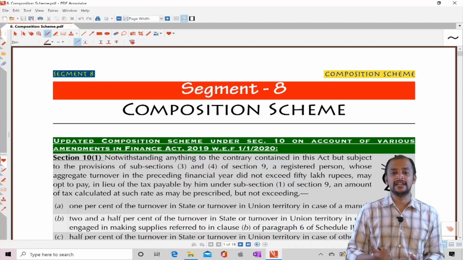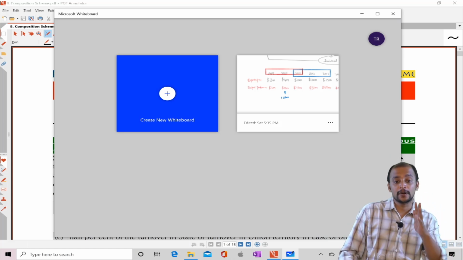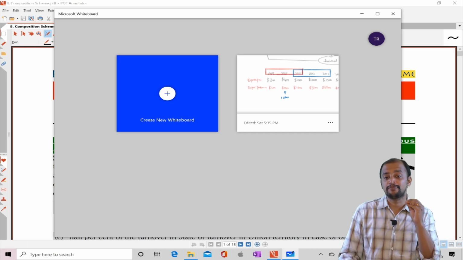Second, I cannot take ITC on my inward supplies. When ITC is not available, naturally my purchase price will increase. The purchase cost will increase. When purchase cost increases, to that extent again there is a decrease in the profit. So therefore, per unit or per sale, the profit will come down. Let's try to understand this with the help of an example as to what is the difference between a normal scheme and a composition scheme in respect of profit per unit.